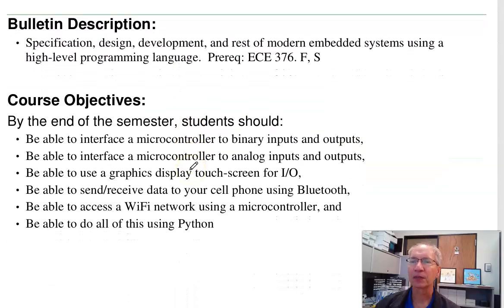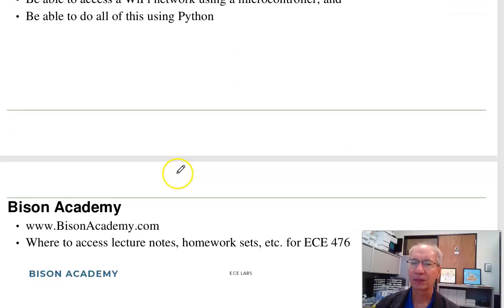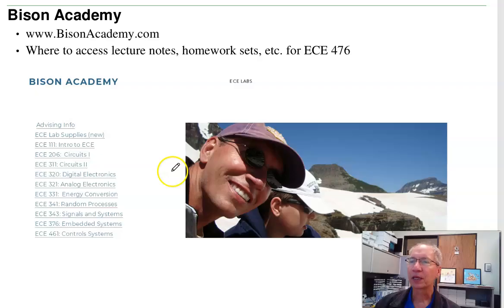The course objective is by the end of the semester, you should be able to interface a microcontroller to binary inputs and outputs, analog inputs and outputs, use the graphics display, touchscreen, send and receive data to your cell phone using Bluetooth and Wi-Fi, all using Python. The main resource, the textbook, is Bison Academy. This has a dozen courses in ECE, including this course, 476 Advanced Embedded.